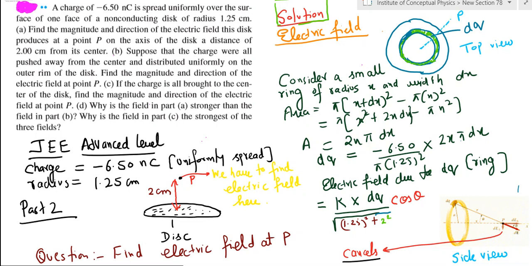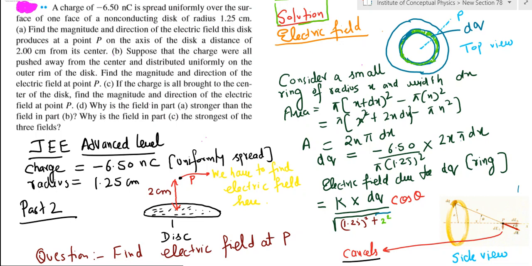Calculate the area of the external circle and then the internal circle and subtract the two, and you will get the answer as 2πx dx. You can do the calculation if there is a small error in this. Now you know the area of this small ring and the charge density.